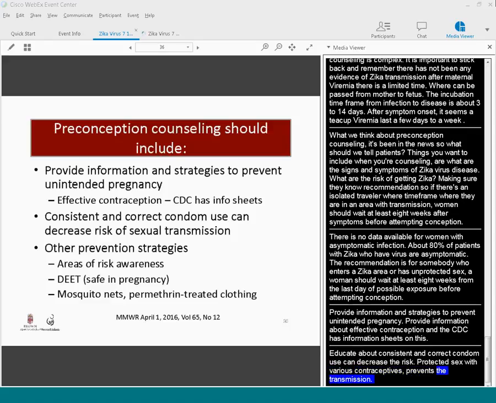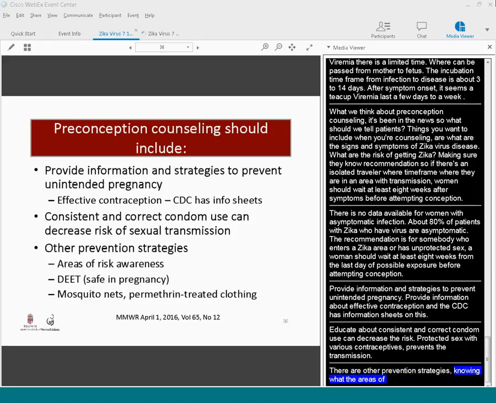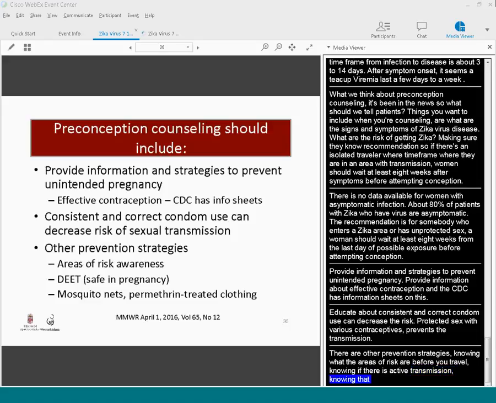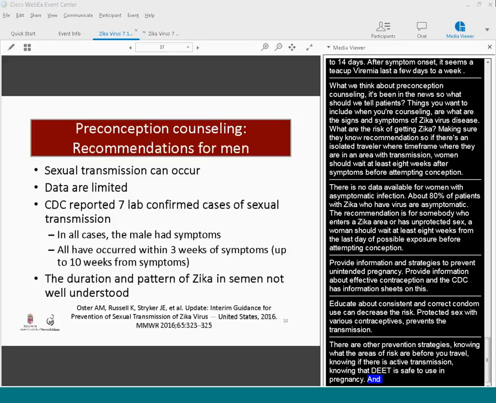So before you travel, knowing if there is active transmission, or depending on where you live, knowing if there's active transmission in your area. Knowing that DEET is safe to use in pregnancy. It's the gold standard for prevention of mosquito bites, and it's absolutely safe to use in pregnancy. And then other prevention things, such as mosquito nets, permethrin-treated clothing, if you are going to travel to an area where there is active transmission.